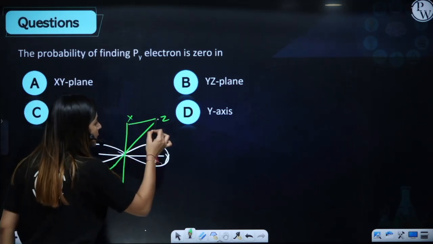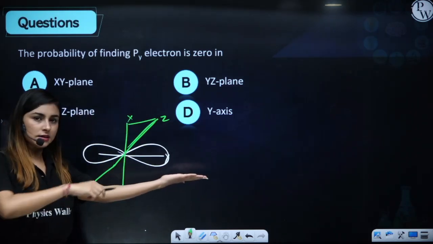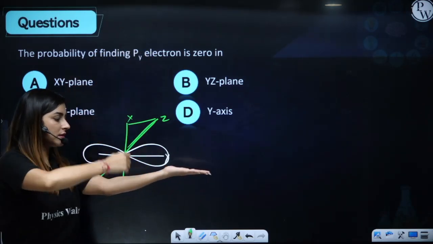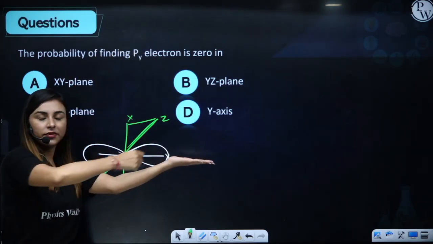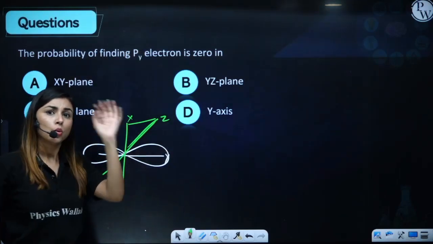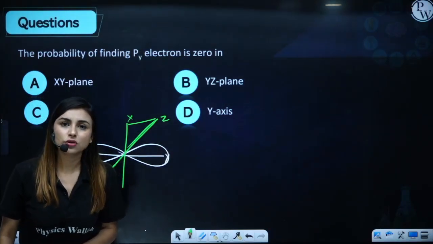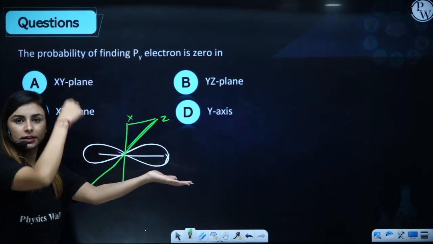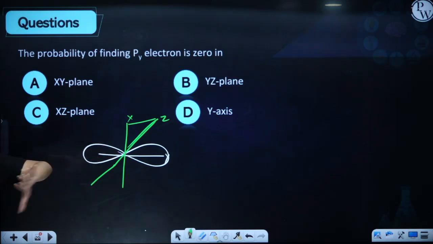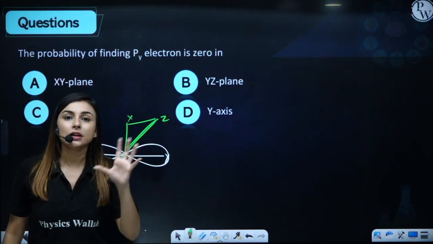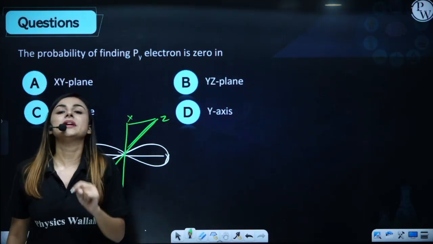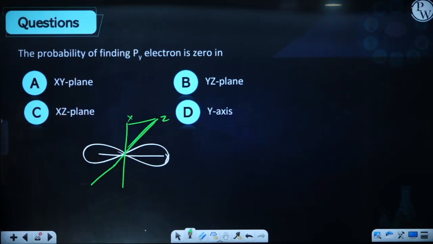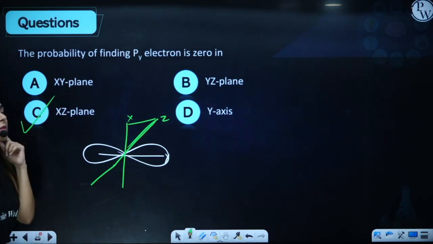My dear students, if you talk about the x-z plane, see, this is your x-axis, this is your y-axis and this is your z-axis. So, if you talk about this plane, the x-z plane, will you ever have any probability of finding electron? No. Why? Because in this particular plane, no electron can be present. If you imagine it in 3D, then you will see that the XZ plane will never have any electron probability.